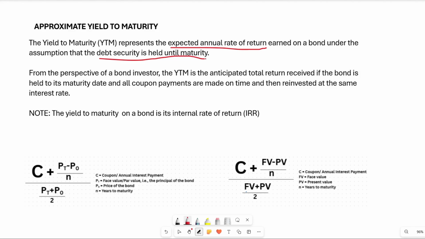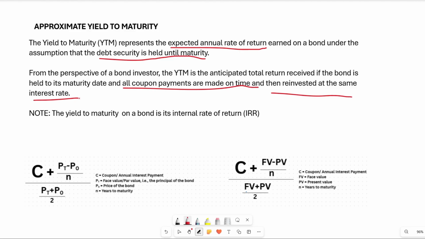So when you look at it also, there's this assumption that the bond needs to be held till maturity. Another assumption is that all coupon payments are made on time. Then the last one, which is the reinvestment risk, which is that the coupons received are meant to be reinvested at the same interest rate. Recall, like I said, reinvestment rate.